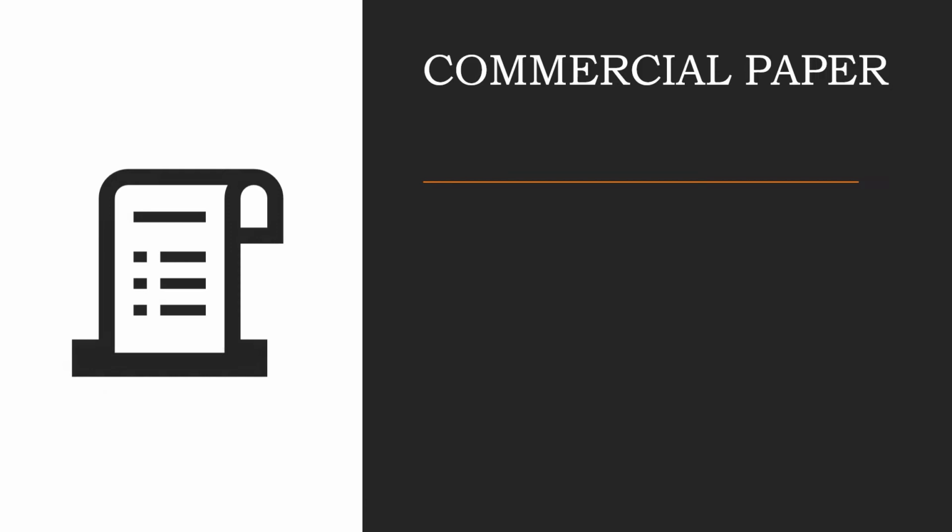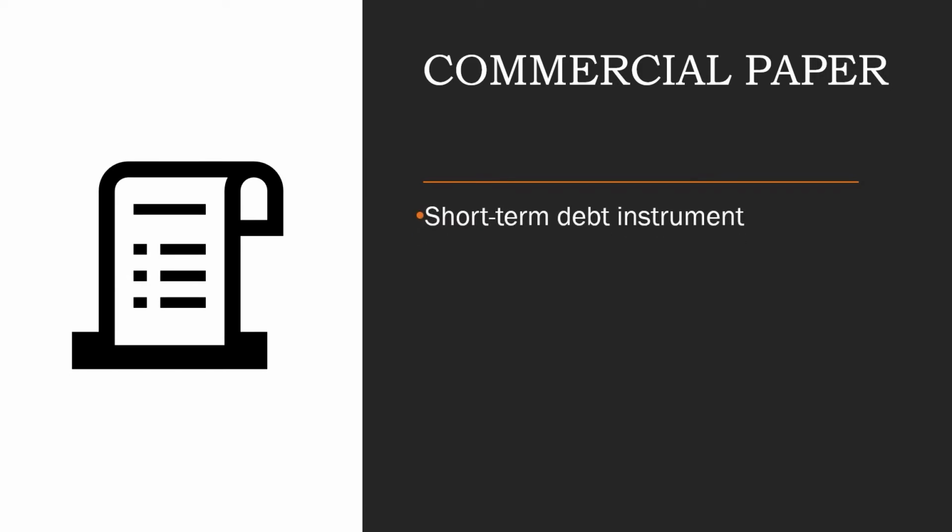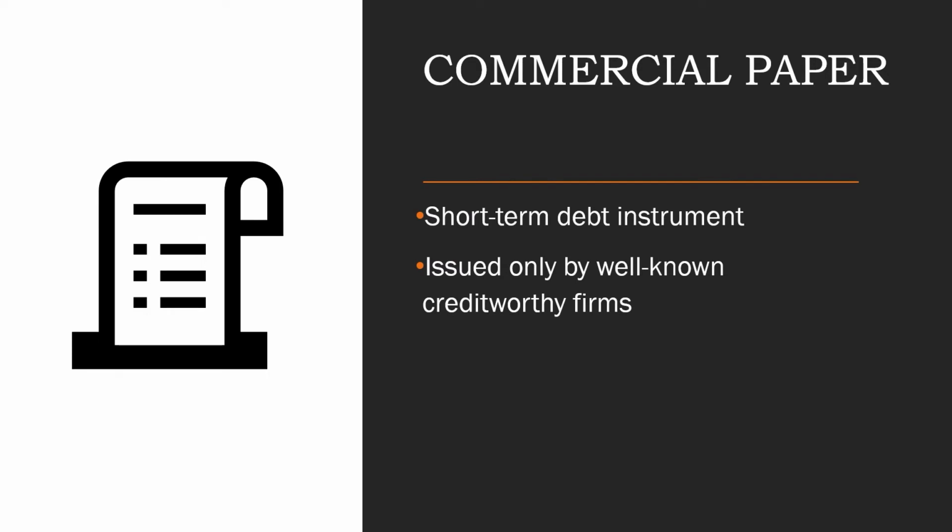Next is commercial paper. A commercial paper is a short-term debt instrument issued only by well-known, creditworthy firms. It is typically unsecured and offers a fixed interest rate. The maturity of a commercial paper usually lasts 2 to 270 days. They are usually in lots of $100,000 and are an alternative to short-term bank loans.